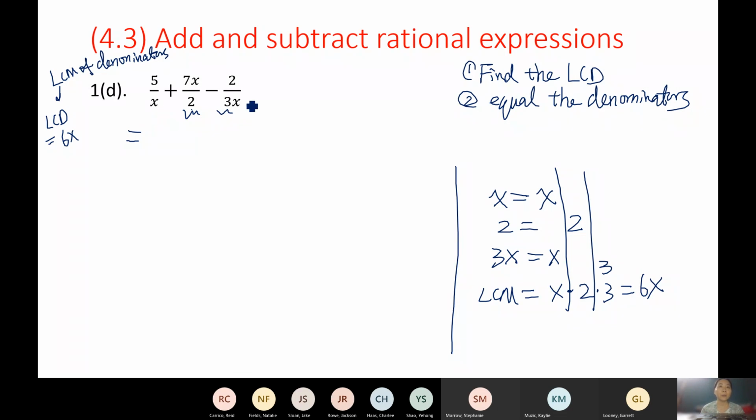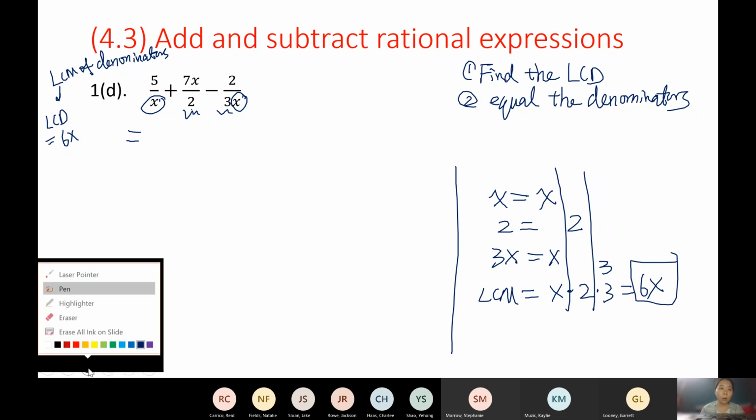And for the variables, it's very easy. Pick the one with the lowest exponent. Because they're equal, they have the same exponent of 1. So of course, you just pick that. Okay, so that's the quick way. And this is the slow way to look for the LCM. So once I found the LCM or LCD, which is 6x, I'm going to decide what I need to multiply.